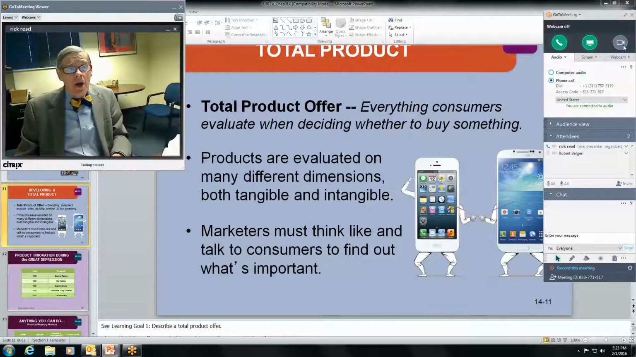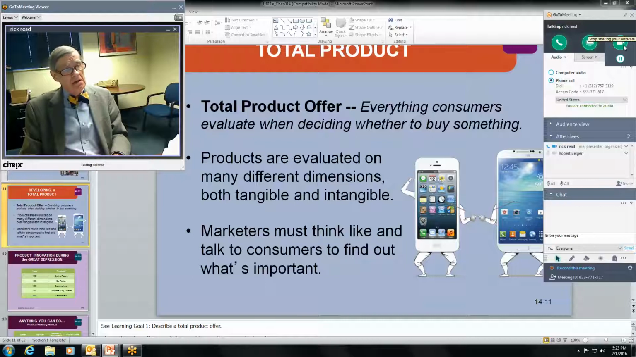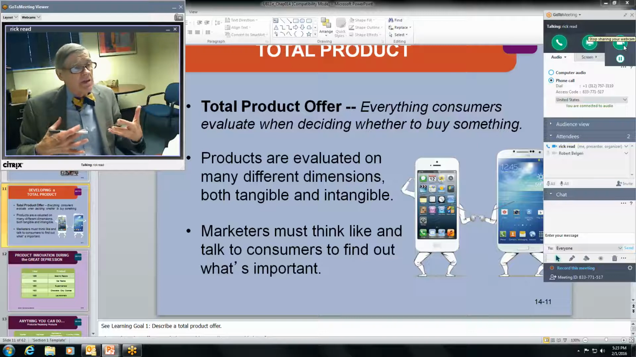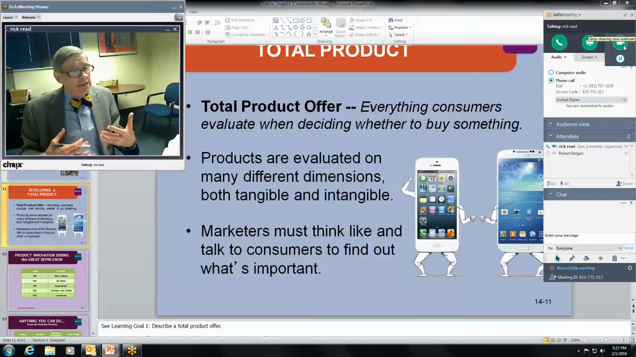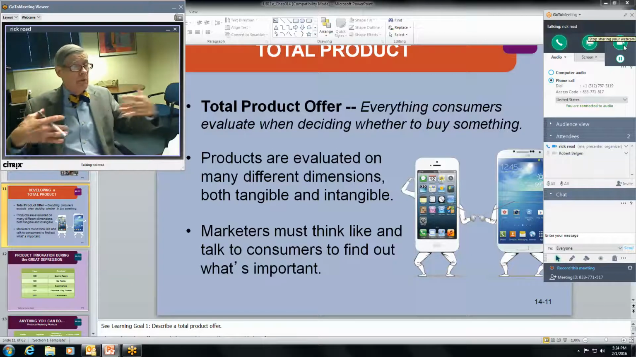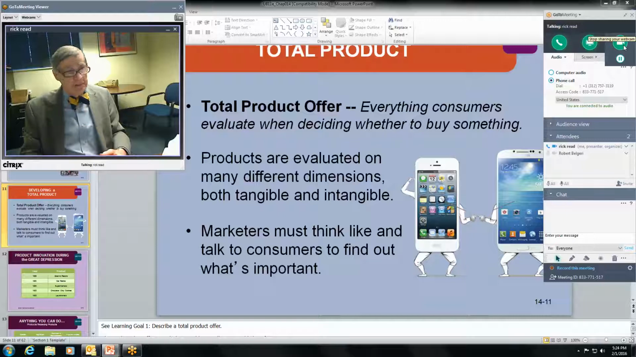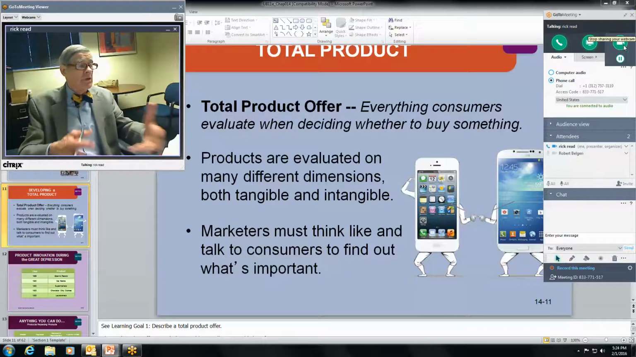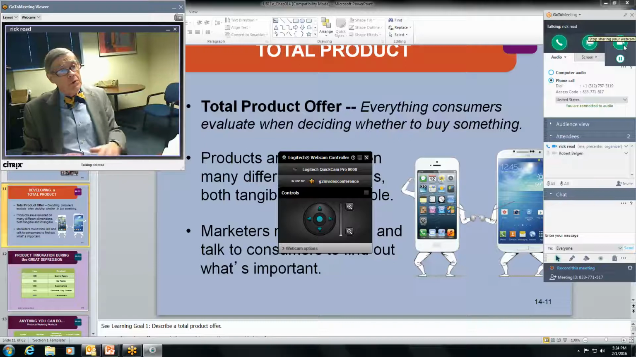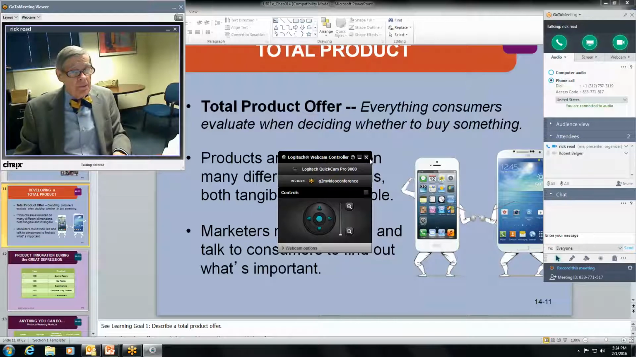Total product offer, there's not much to be said here other than what's on the slide, and that is everything that a customer is going to evaluate when he or she is making a buying decision. And we have to be attuned to those differences. I'm talking about now marketer, pardon me. And we need to think like the customers, talk like the customers, act like the customers. And it behooves us to find out what the customers think, which takes us back to what we were talking about in some manner in chapter 13.